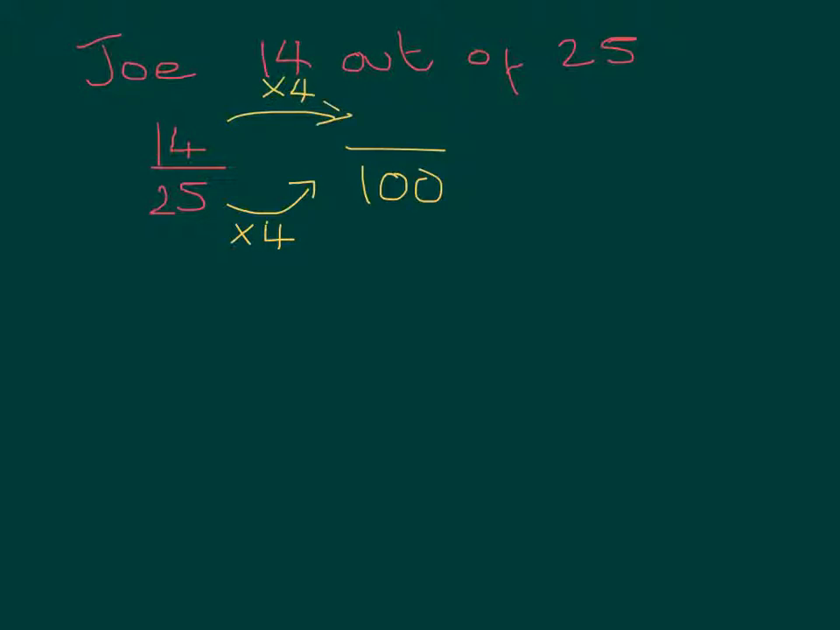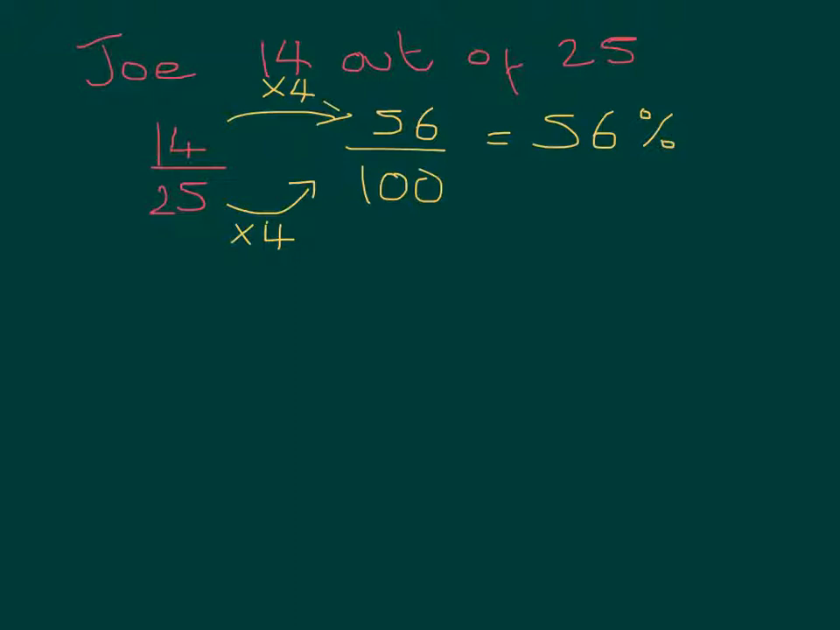So I need to do the same thing with my numerator. Multiply that by 4. 4 times 10 is 40. 4 times 4 is 16. Add them together gives me 56. So now if Joe got 56 out of 100, he would have got 56%, because percentage means amount out of 100.